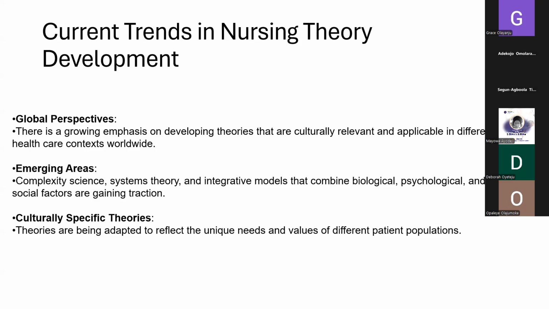Your theory should also reflect emerging areas. For example, integration of AI is an emerging area. So can you develop a theory that can combine the human side with artificial intelligence in order to bring about improved care to our patients?